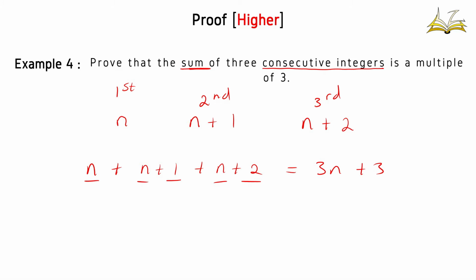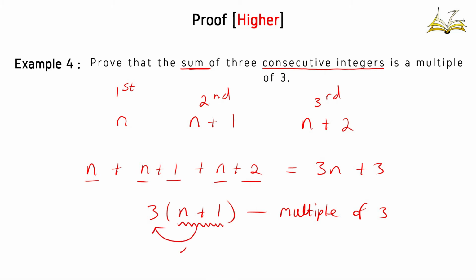So we're nearly there. We now have to factorize this expression, 3n plus 3, and we can take out a 3. So we have 3 on the outside and n plus 1 on the inside. And this is a multiple of 3, because we basically have a number on the inside, which can be any number, but it's always being multiplied by 3. And anything multiplied by 3 is in the 3 times table.